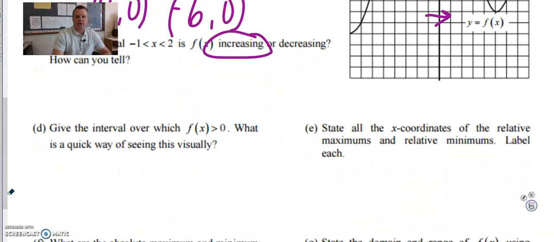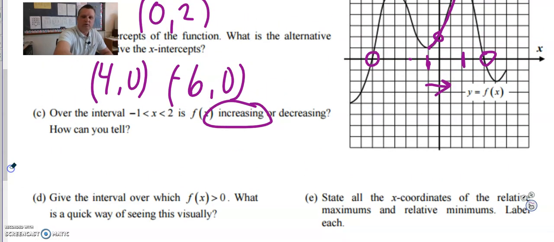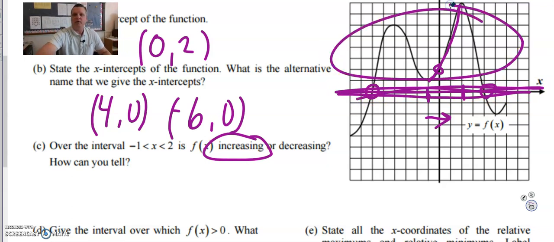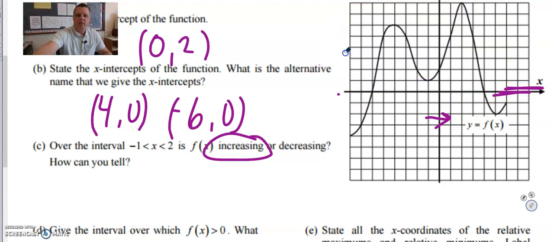Give the interval over which f of x is greater than 0. What is a quick way of seeing this visually? So my f of x has to be greater than 0. That means that f of x, remember, is your y. So all my y values, it's everything above the x-axis. So everything up here is going to be where f of x is greater than 0.